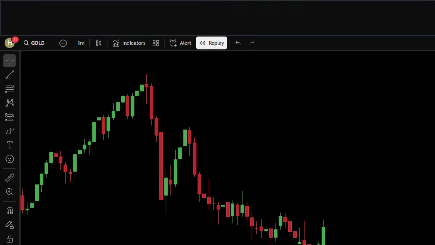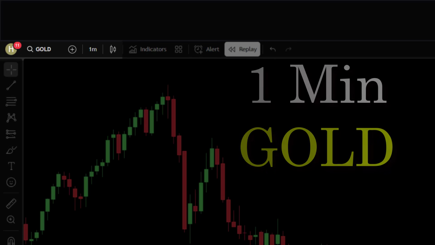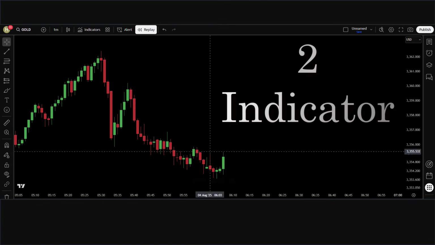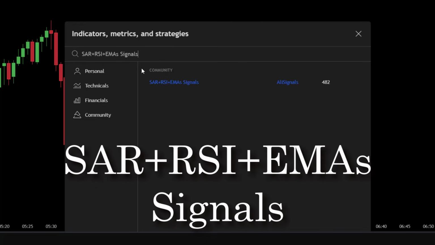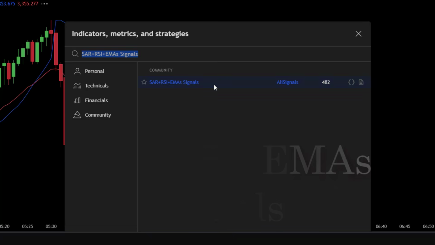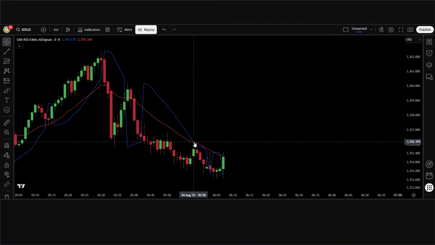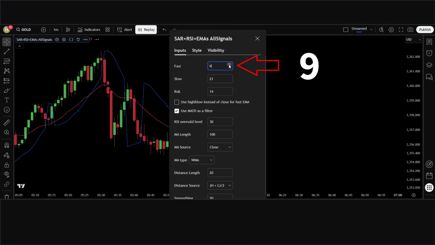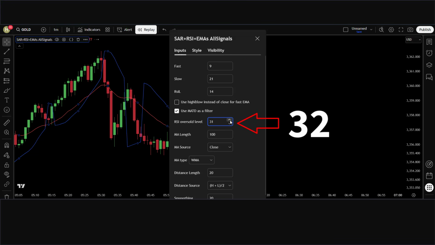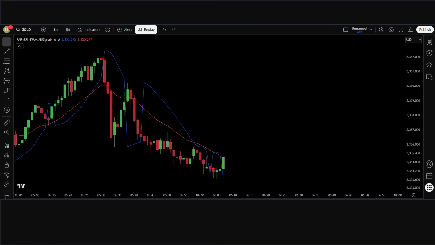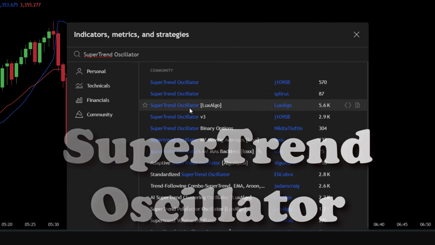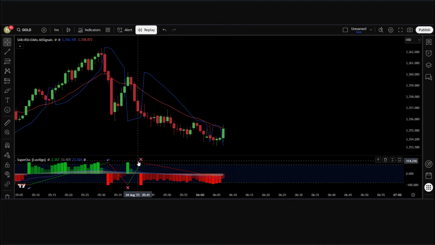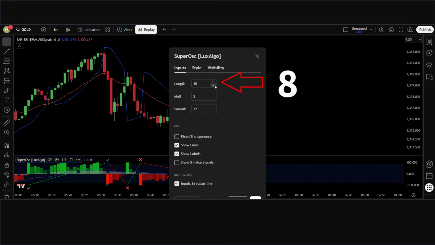Let's get started. We are going to test this strategy on 1 minute frame and gold chart. In this setup we would require two indicators here. First indicator name is SAR plus RSI plus EMA signals. Keep the indicator setting as I have shown here. We have to apply another indicator on the chart. Second indicator name is Super Trend Oscillator. Keep the indicator setting as I have shown here.